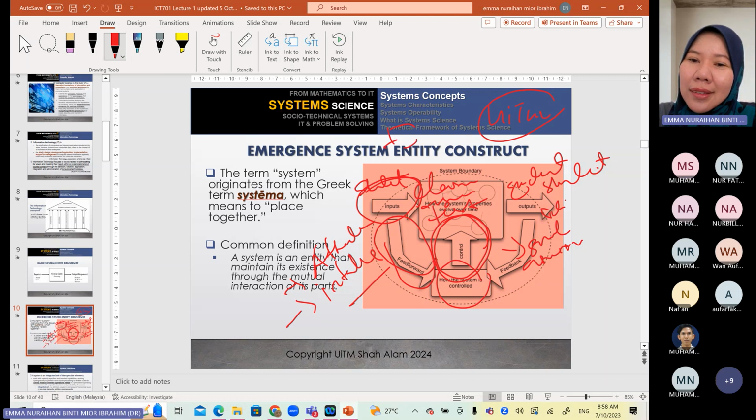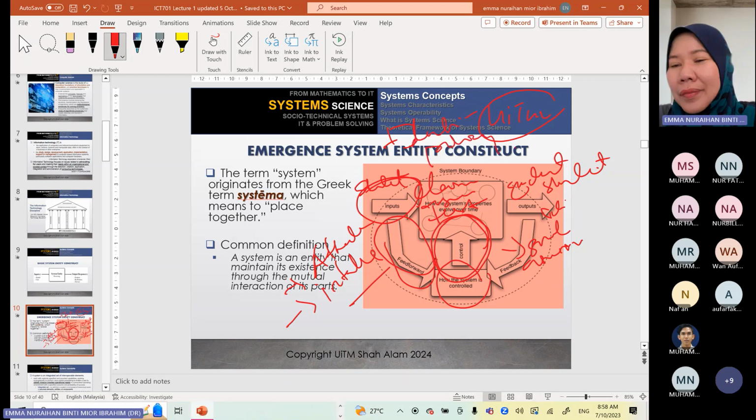Itu boundary dia. Boundary dia which means they cannot suka-suka hati lah. Okay, I suka hati lah, I nak buat apa, tak boleh. Ya? Sebab boundary dia adalah within the education policy. Siapa yang menentukan polisi ni? Government, international standards. Ya? So relate back to your experiences in your organization.